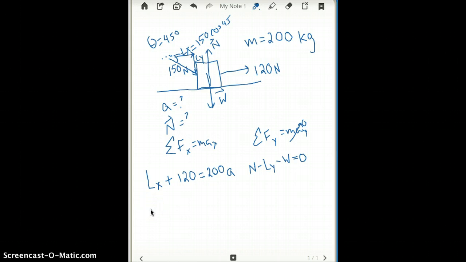I have my calculator here. Cosine 45. So 106 point, let's do 106.1. So we have 106.1 plus 120 equals 200 times a. So we take 106.1, we add it to 120, divide by 200, so the acceleration is 1.13 meters per second squared.